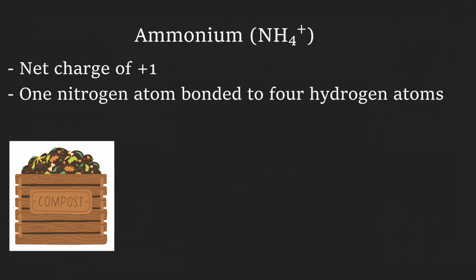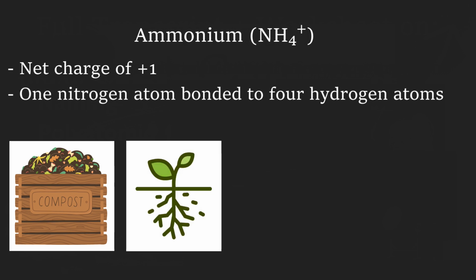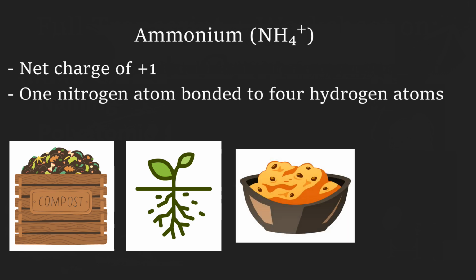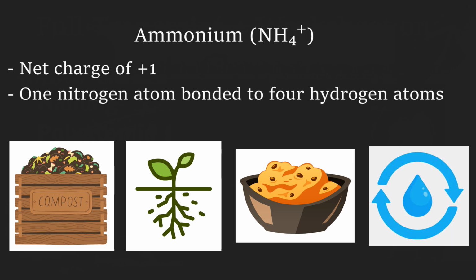Ammonium is an important source of nitrogen for plants because it can directly be absorbed by plant roots, and so it is widely used in fertilizers. Also, compounds that contain ammonium are used in the food industry as food additives and as a leavening agent in baking, which means that it causes dough or batter to rise. And finally, ammonium is sometimes used to improve water quality in water treatment processes.